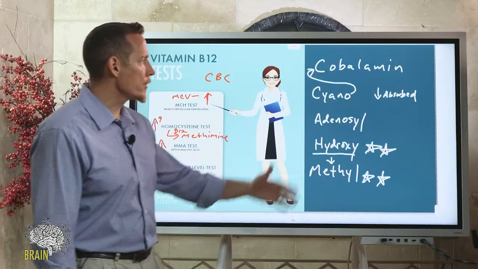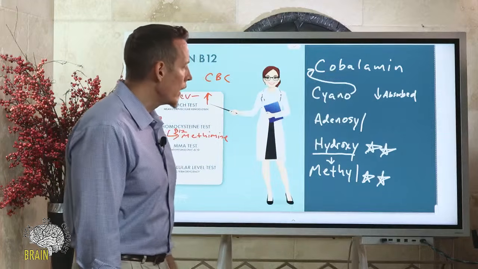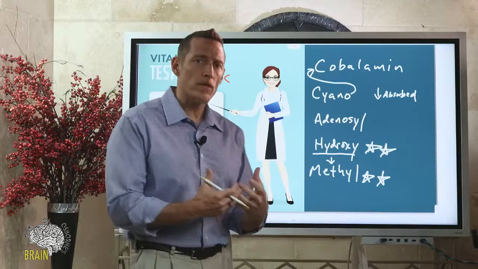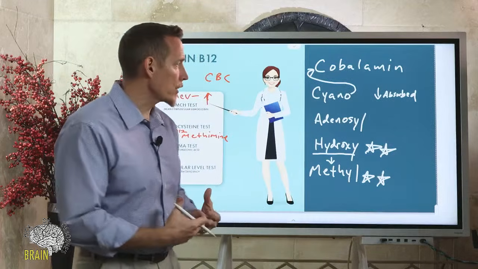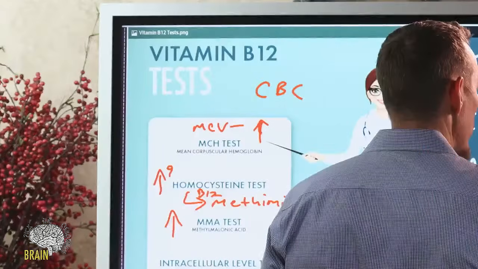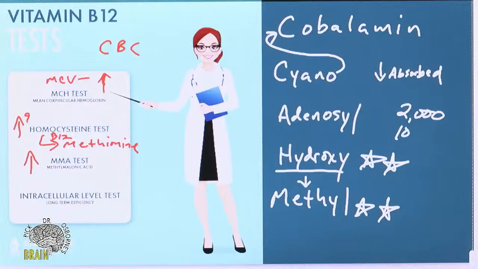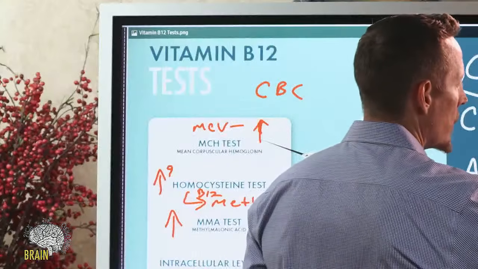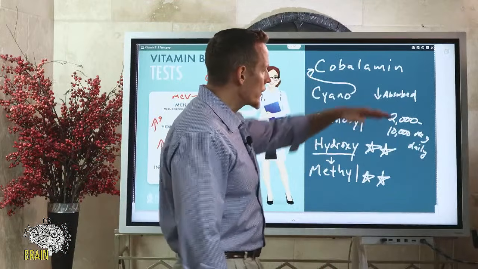So how much do you take when it comes to B12? It depends. If you're severely deficient, what we use in the practice is anything between 2,000 and 10,000 micrograms daily. Micrograms daily, 2 to 10,000 micrograms daily, and it just depends on the individual.